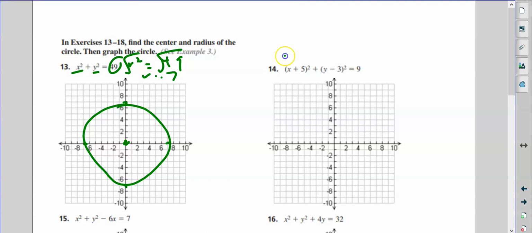Okay, here, remember, this is x minus negative 5 and y minus 3. So that means my center is at negative 5, 3.